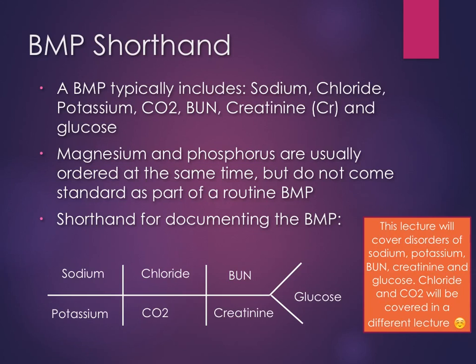Other items such as magnesium and phosphorus are usually ordered at the same time when you're checking a BMP, but they do not come as part of a BMP. In fact, they don't even come as part of a complete metabolic profile, and so these items typically need to be ordered separately. As you can see at the bottom of the screen here, this is the medical shorthand for when you're documenting the results of a BMP. This you might find as you're documenting in an H&P or in a SOAP note.